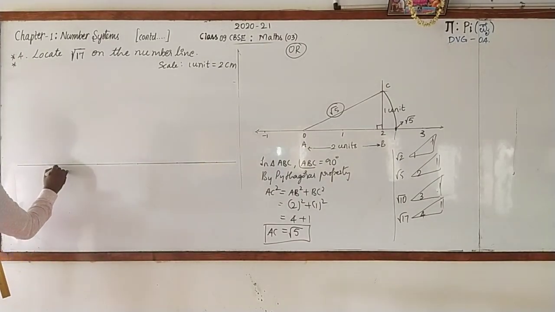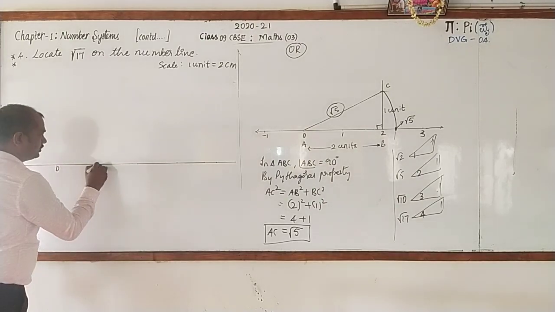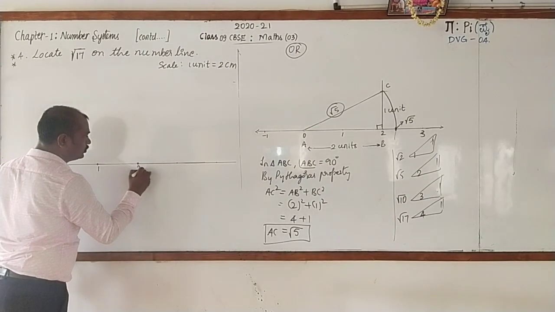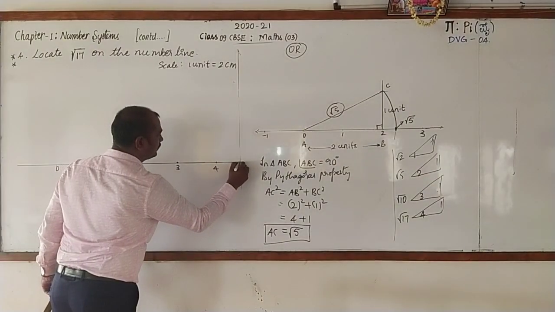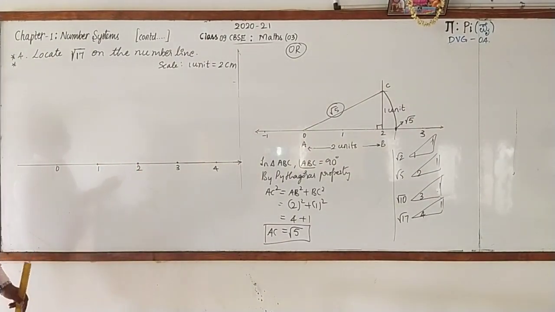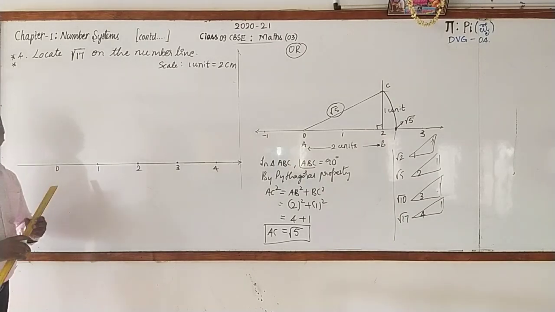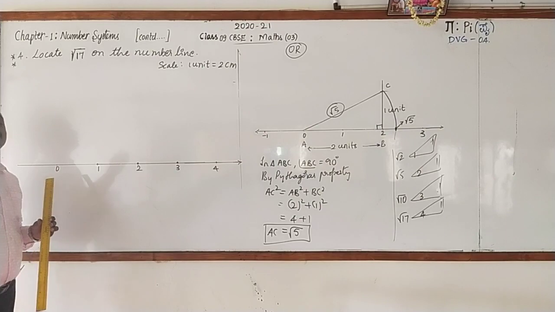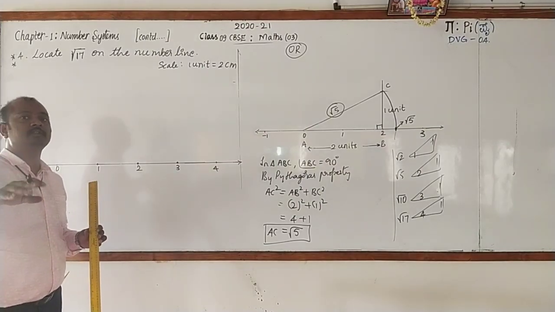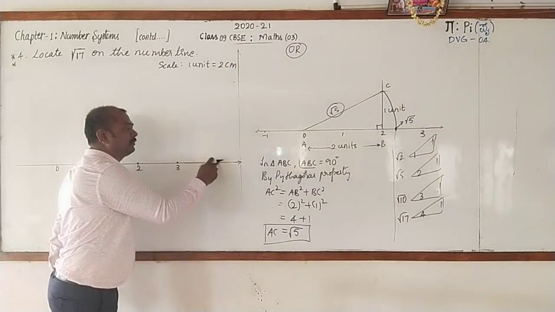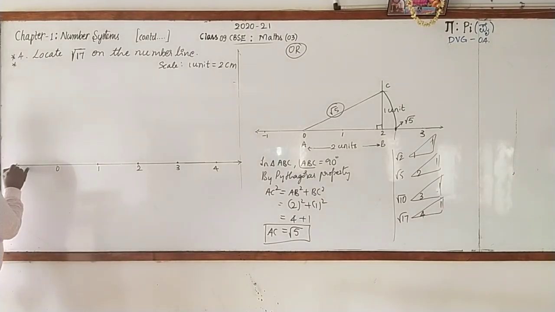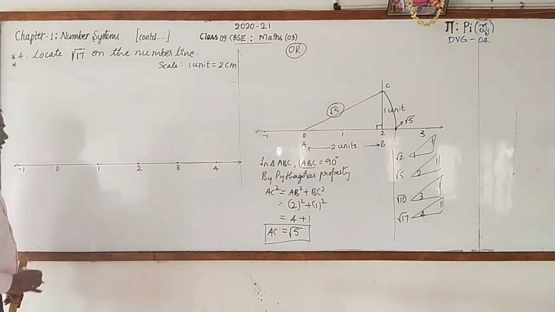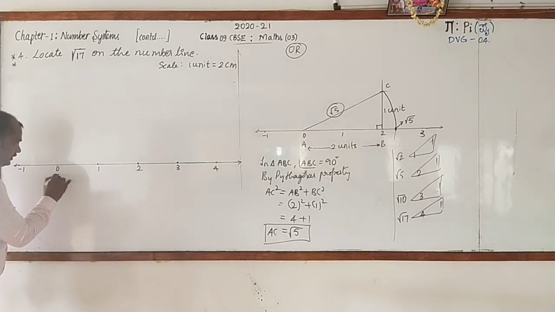I call this point as 0, this as 1, this as 2, this as 3, this as 4, and root 17. Its value is more than 4, because root 16 is 4, root 17 is more than 4. The point should come after 4. It is minus 1. I call this as A.